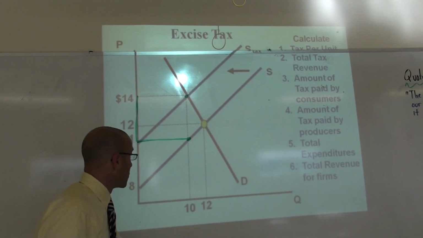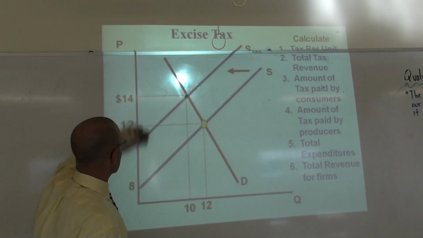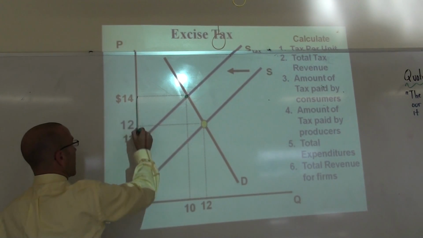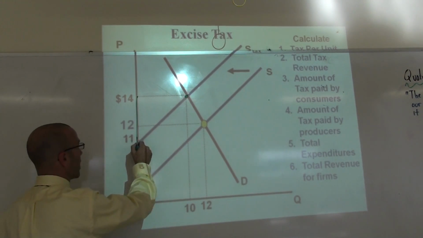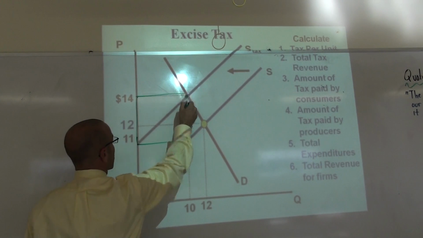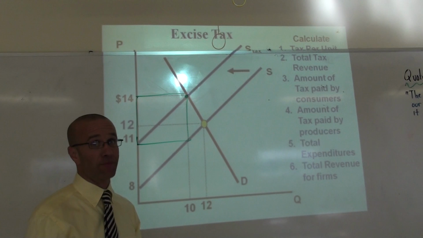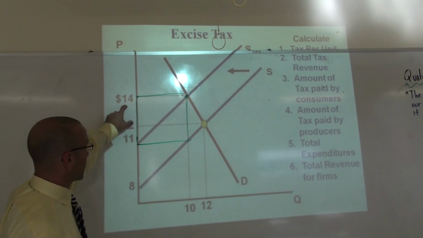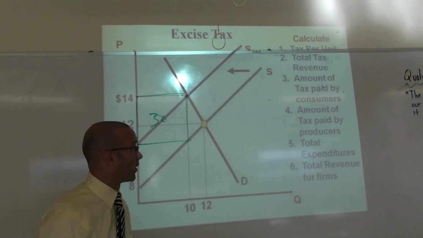Alright, so next question. What's the total tax revenue? Well, that's easy, right? The distance between the two curves is here, and that's $3. To find the totals, you take the per unit and multiply it by the quantity. So this area here times 10 is the box right here. Now, some of you are like, what? It's a box, I don't get it. It's an abstraction, I don't understand. Well, for you people that like numbers, what's the tax revenue? $3 times 10, boom, $30. The government made $30 off this tax.